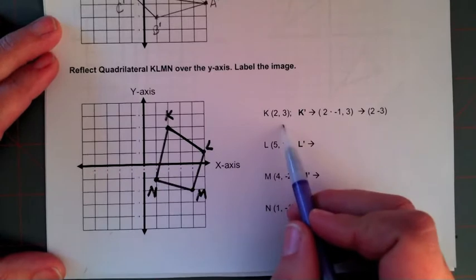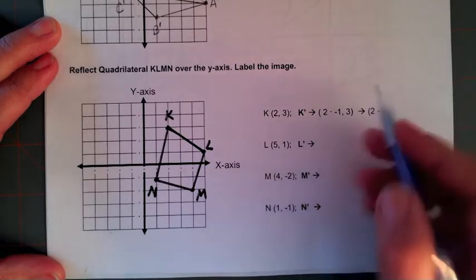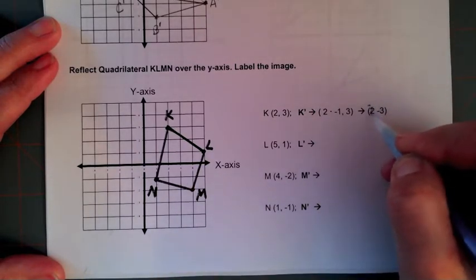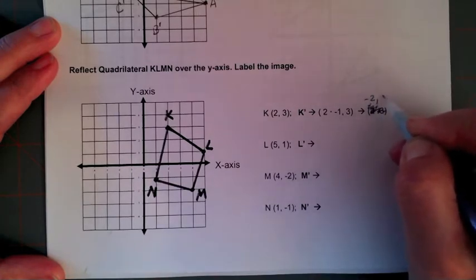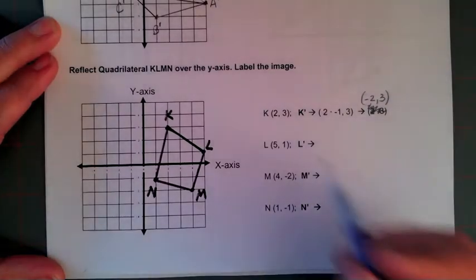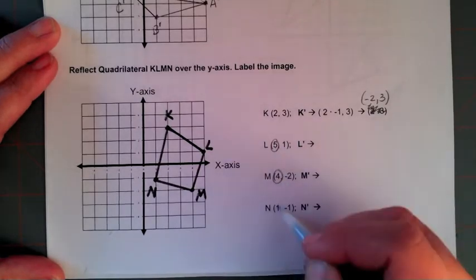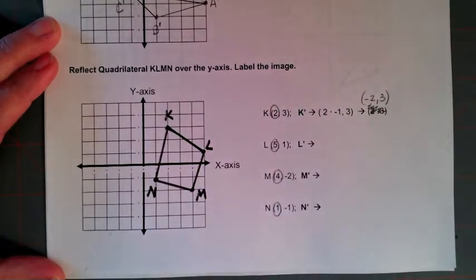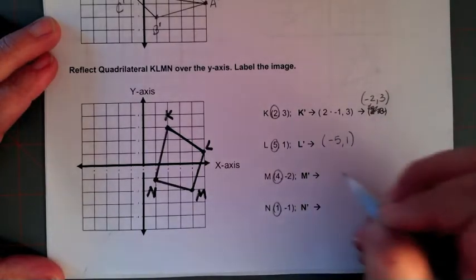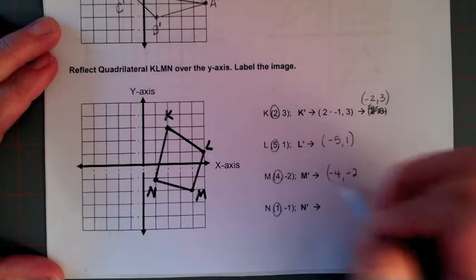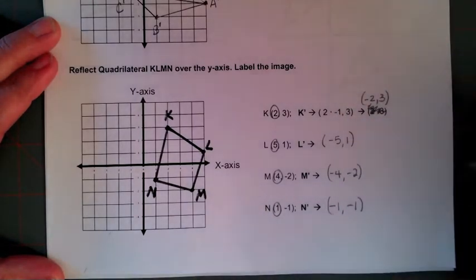So when we look at point K, it was 2, 3. So 2, the x-coordinate, is going to get multiplied by -1, which, there's a typo here. Let's make this a -2, and then this is our +3. Let me just write this again here. So this is -2, 3. So for L, this time we're again going to change the x-coordinate. Sometimes it's helpful if you circle the ones that you want to change, and that way it's easy to remember which ones you're trying to flip. So this would become -5, +1. This one would be -4, -2. And this one will be -1, -1. All I did was flip my x-coordinates.